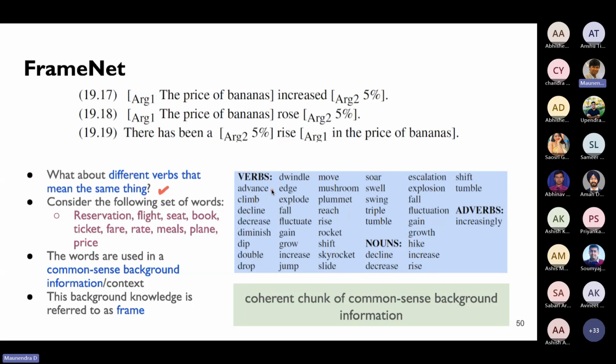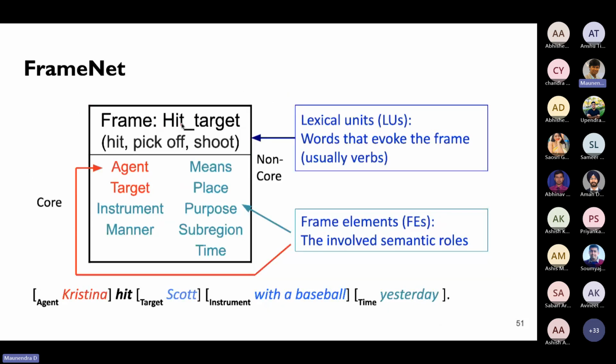So advance, climb, decline, decrease, diminish, dip. As you realize, they are all very related terms, and the corresponding nouns also will be there. There could be adverbs like increasingly. All of them have some kind of commonality in that sense. So they create a frame. And for a frame, you have these properties.